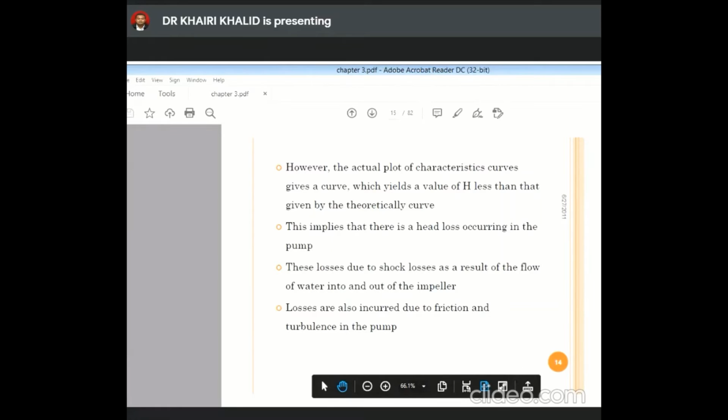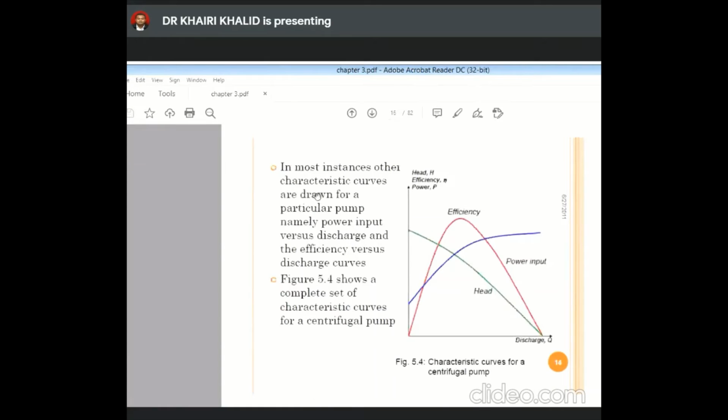In the most instant, other characteristic curve is namely a power input. Okay, power discharge. So this is the setup. Okay, this is the setup. All right, for the pump.